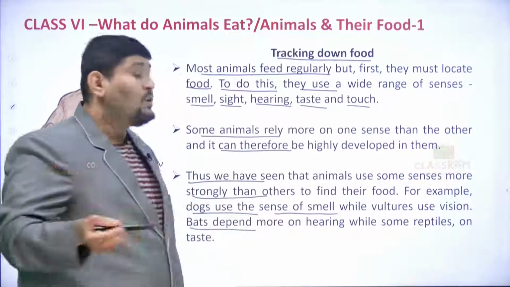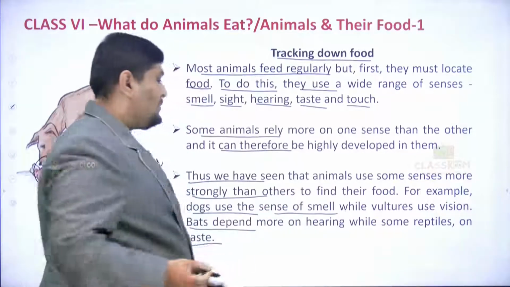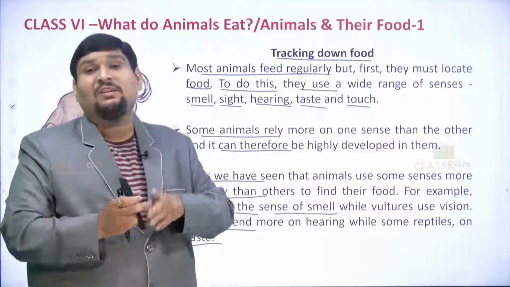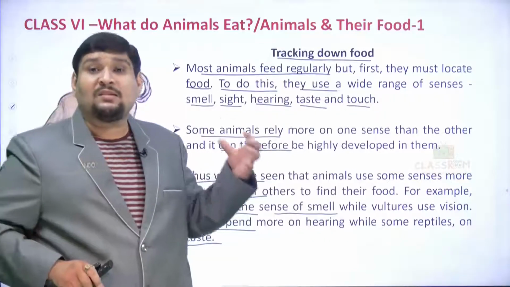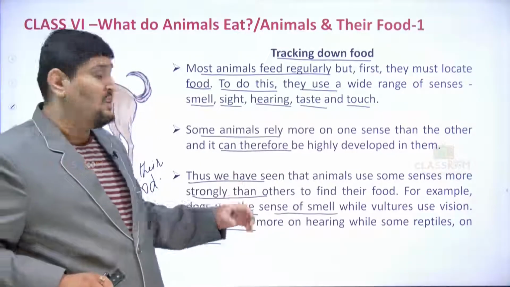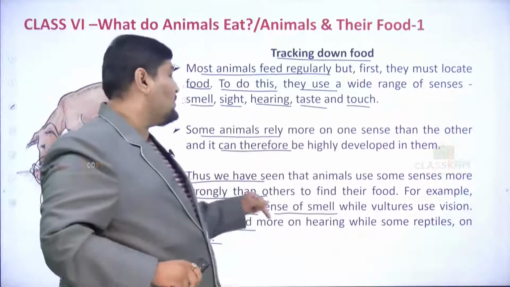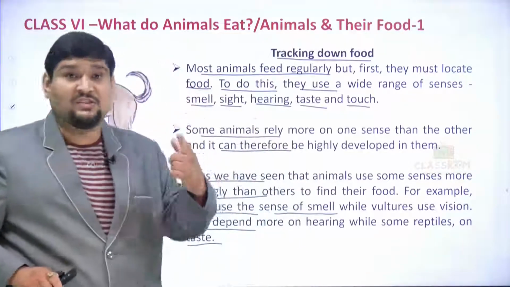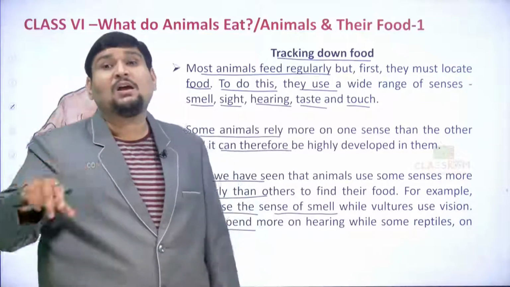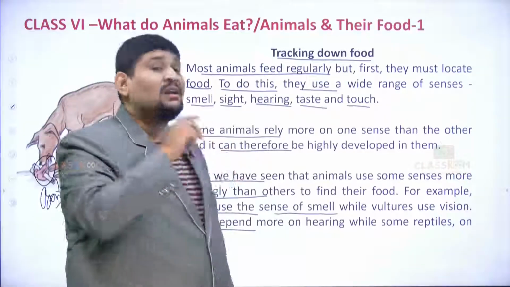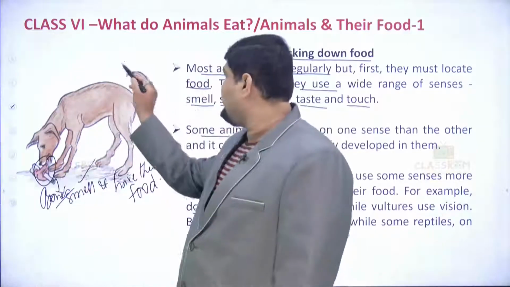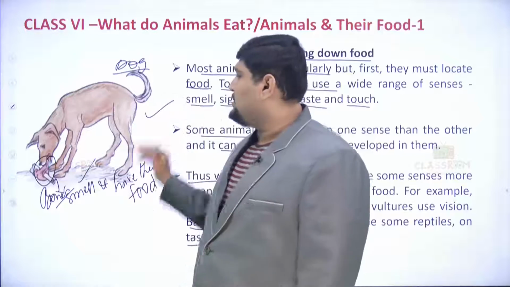And bats depend more on hearing while some reptiles depend on taste. So you can find the wide range of senses where each and every animal tries to use these senses in one form or the other to have their food, isn't it? So you can see how dogs use the sense of smell, while vultures use vision, the sight, reptiles go with the taste, and bats depend on hearing. So these are the different modes of tracking down the food, isn't it? In the case of the dog you can find how it starts smelling and trying to have its food.